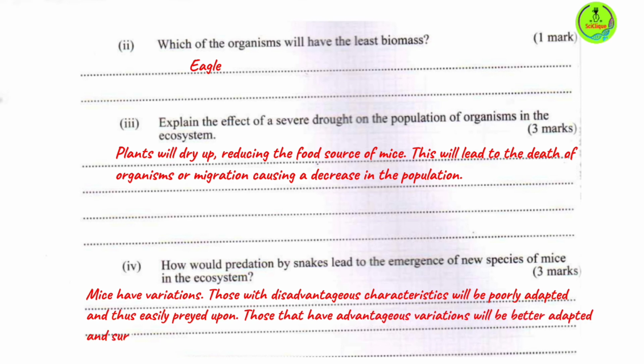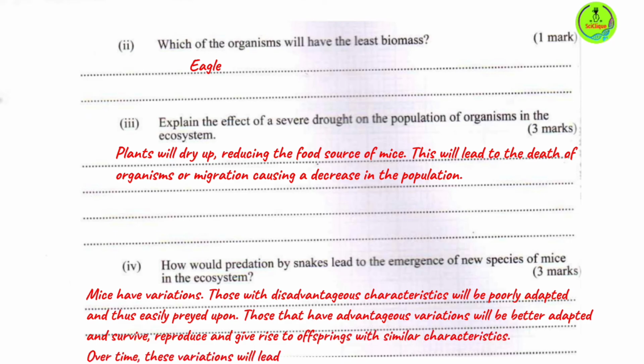So these variations are going to be either advantageous or disadvantageous. Advantageous variations are those that are going to make some of these mice better adapted to survive in their environment. Unfortunately, those that have disadvantageous characteristics are going to be poorly adapted and therefore are going to be preyed upon. Those that have advantageous variations are going to survive and reproduce and give rise to offspring with similar characteristics. Over time, this accumulation of variations is going to lead towards the formation of a new species.